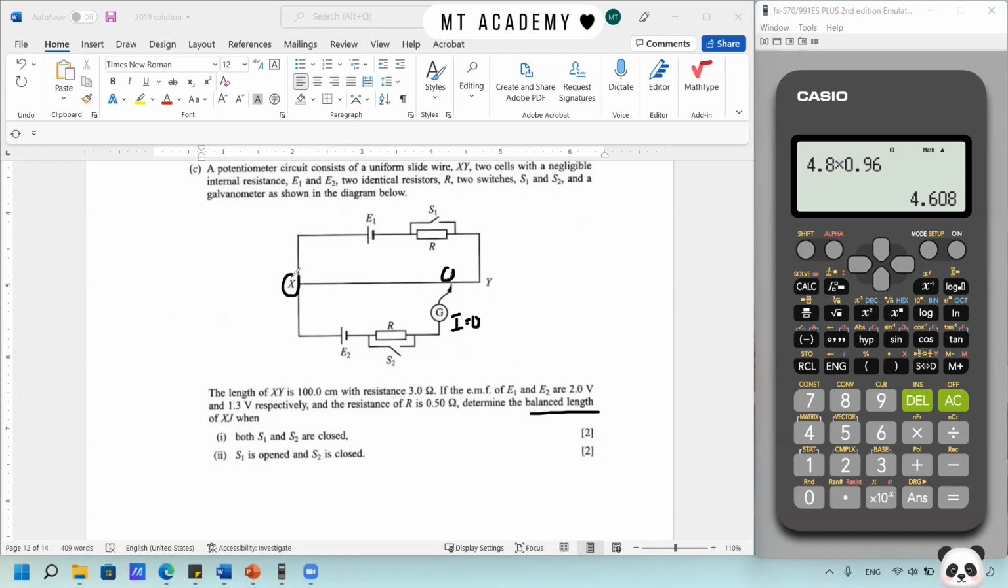Okay, this is what we have. The voltage across XJ is the same as what we have applied in the circuit below. So now we're going to look at the first case: both S1 and S2 are closed.